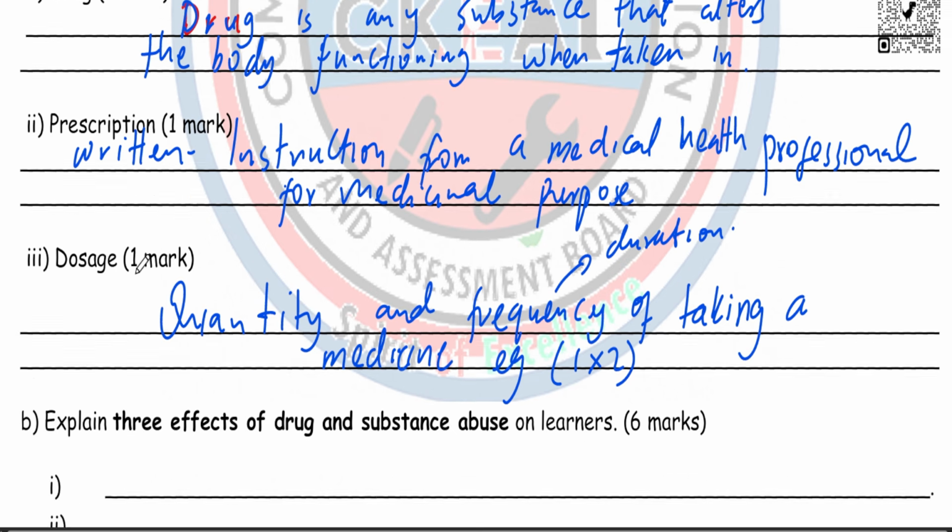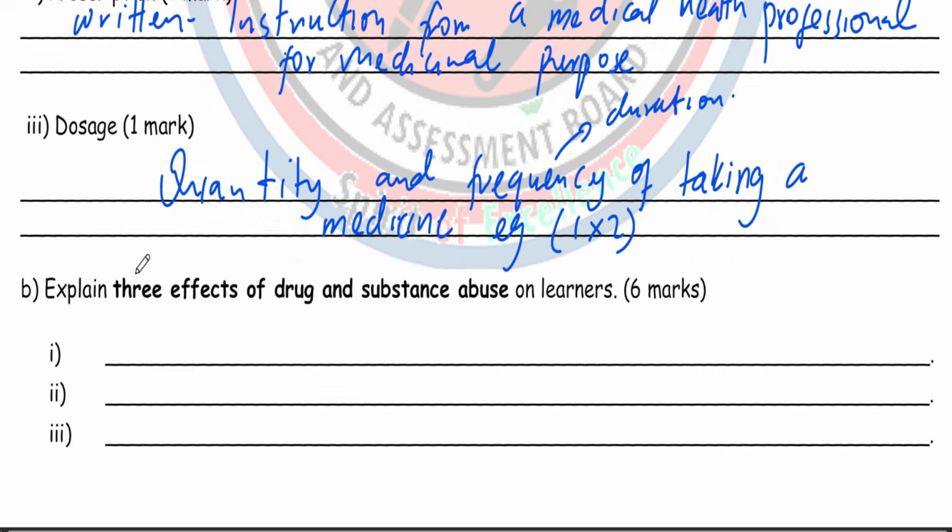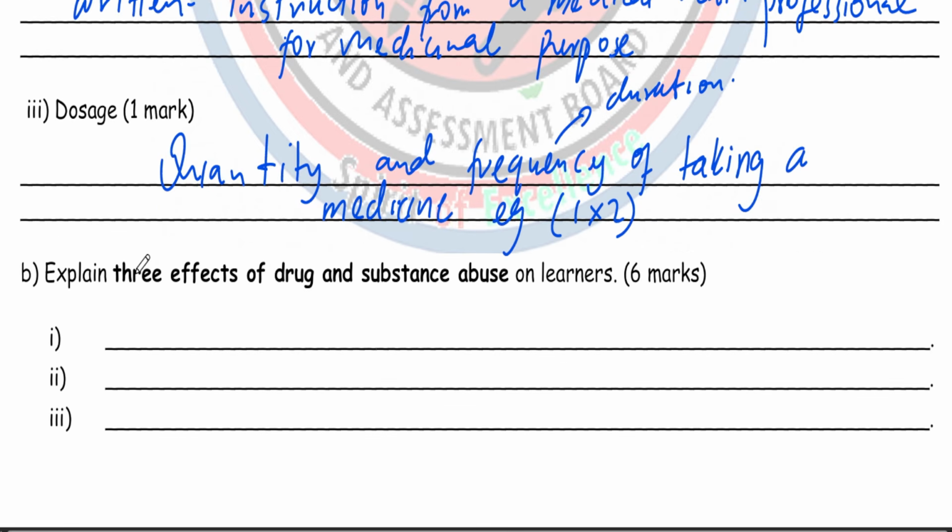Now, question B, explain 3 effects of drug and substance abuse on learners. First effect is addiction. You'll get addicted to it. Once you take in those drugs, or if you abuse those substances, you're just getting that addiction most of the time. So we tell students to stay away from it. Another thing is poor academic performance.